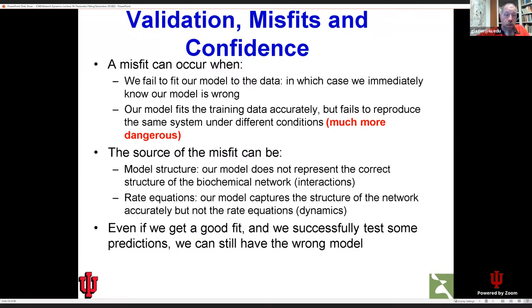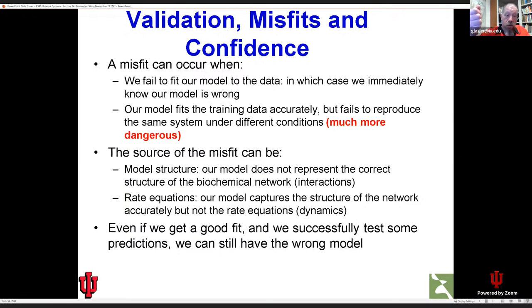On the other hand, we could have a model where our fit works, but when we try to apply that model outside of the training data, it fails. And that's dangerous because we have no way of knowing that that's going to happen. We're happily going to say we have a model that works, but it gives us the wrong prediction. And that's pretty serious. And now there's something that tends to be talked about a little bit less in the neuroscience context, which is that the source of the misfit could be multiple things.